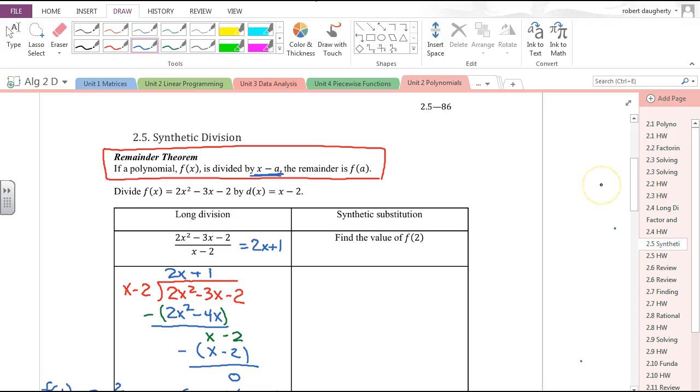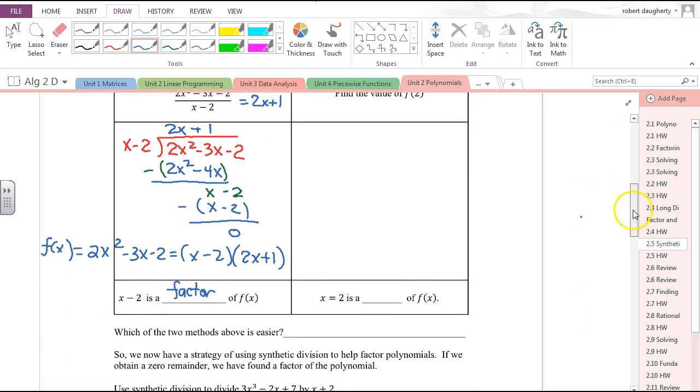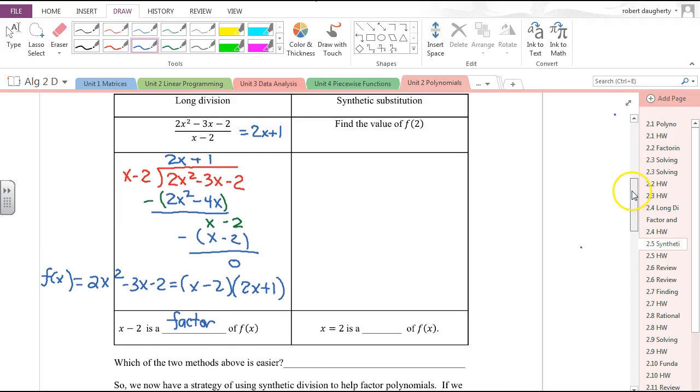So I divided here by x minus 2. That's the same thing as plugging a 2 into the original equation. Because we realize that if I plug in a 2 here, I get a 0. So in this case, I had a 0 remainder. Okay? So what we're after here is that doing a division is the same as substituting a value. Okay? So you'll see it a little bit more when we do synthetic substitution here.